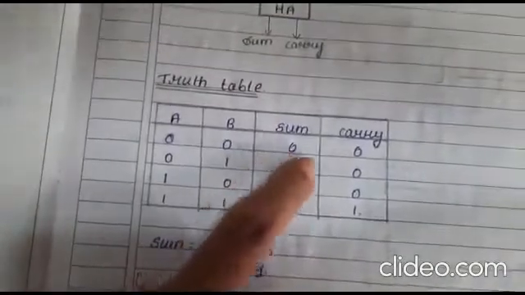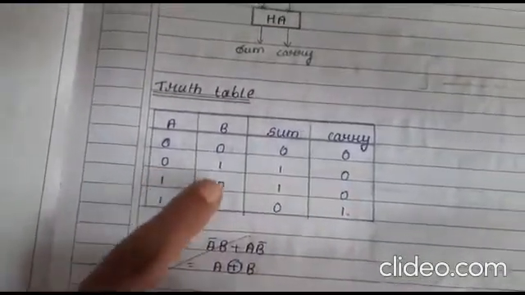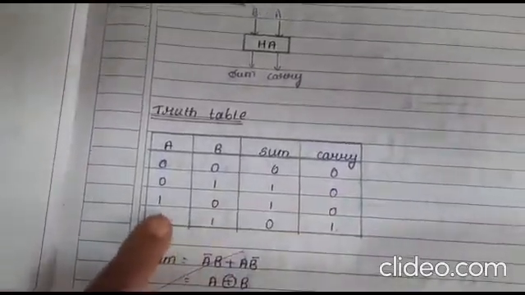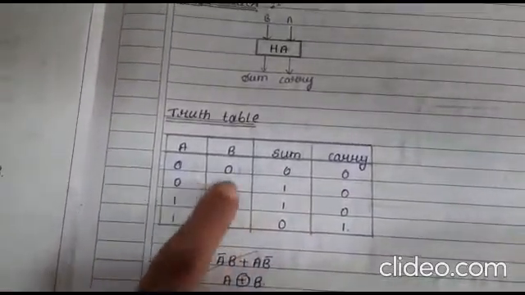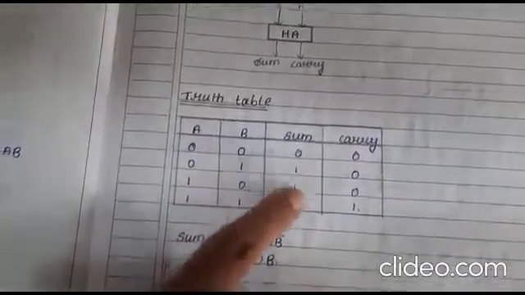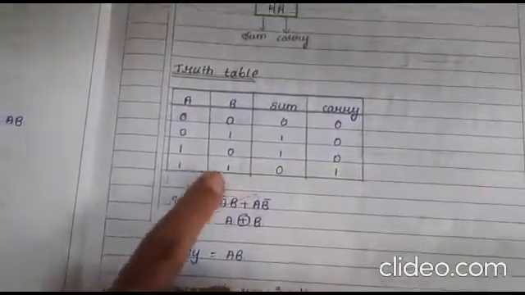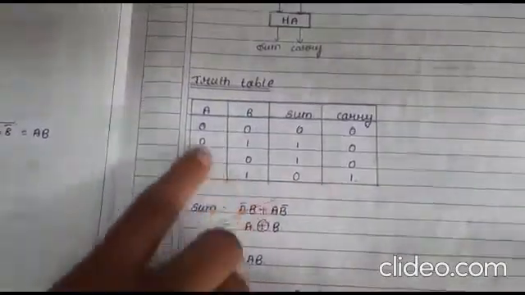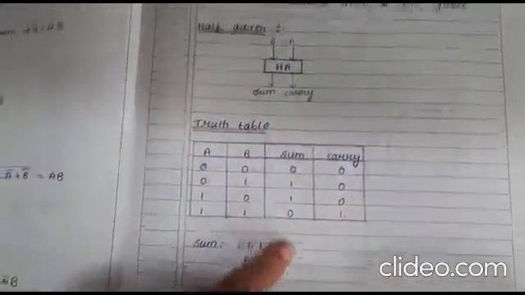So for both the inputs 0, 0, I am getting sum 0 and carry 0. When one of the inputs is high, sum is 1, carry is 0. So for the truth table's second and third values, sum will be 1. When both the inputs are high, I am going to get 1 carry. So accordingly, we will give the inputs and let us check the output now.